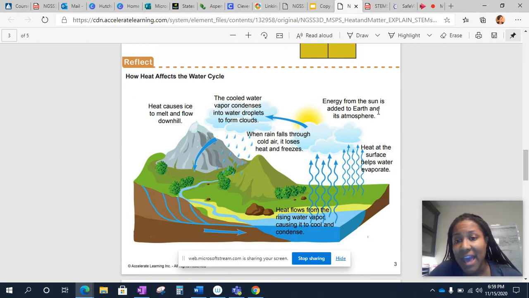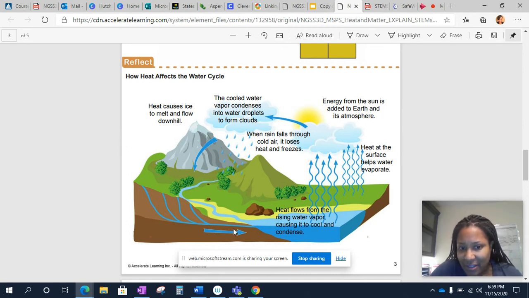Energy from the sun is added to Earth and its atmosphere. We knew that. Heat at the surface helps water to evaporate. So when the ground gets hot and when the surface of water gets hot, it evaporates, moves up into the air, and becomes clouds. Clouds get heavy and become precipitation.